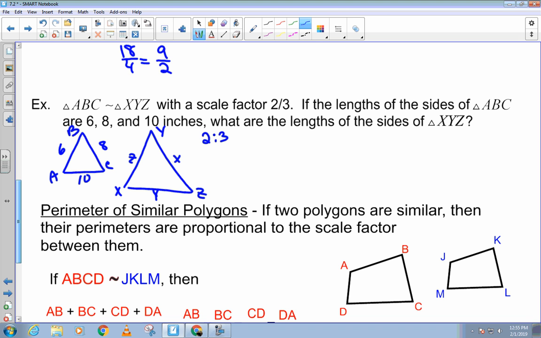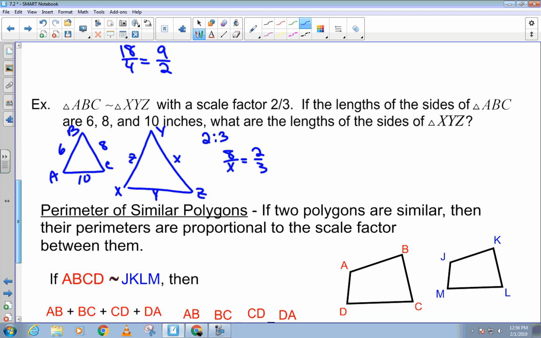Remember the sides are proportional, so we're going to set up a proportion. So what are you going to do? To find x, you're going to put 6 to z. I asked to find x, so what would that be? 8 is to x, right? You were right, you were just using the wrong variable. So 8 is to x as 2 is to 3.